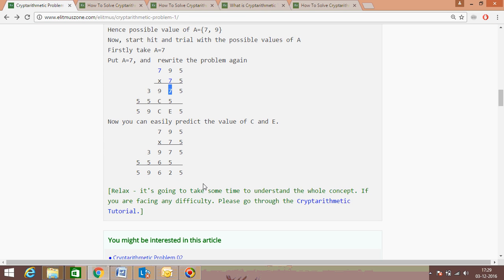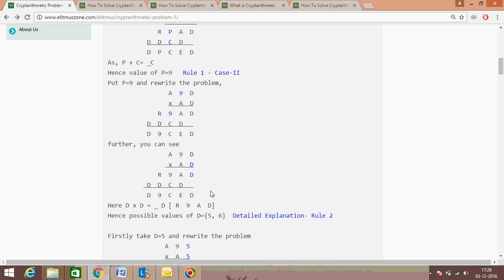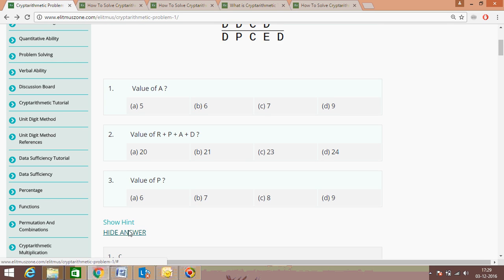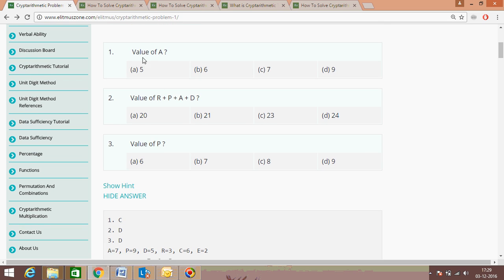I hope you got the idea how to solve this problem. Now you can see the solution of this problem: the value of A is equal to 7, P is equal to 9, D is equal to 5, R is equal to 3, C is equal to 6, and E is equal to 2. That means 795 cross 75. Based on these values you can easily answer these three questions.